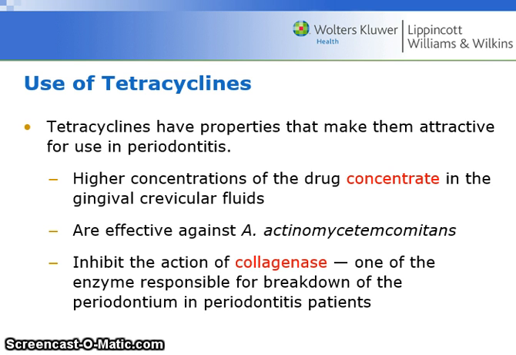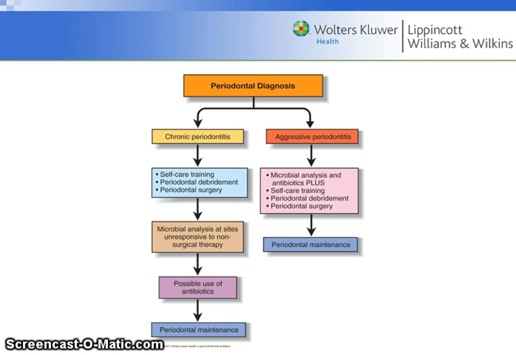The use of tetracyclines has become popular because tetracyclines have properties that make them attractive for use in periodontitis. Higher concentrations of the drug concentrate in the gingival crevicular fluids and are effective against AA. They also inhibit the action of collagenase, which is one of the enzymes responsible for breakdown of the periodontium in periodontitis patients.